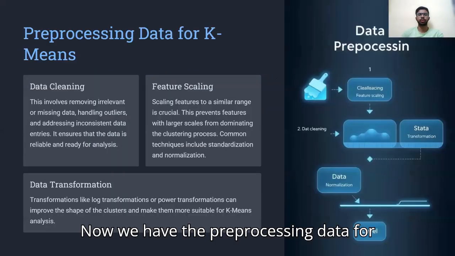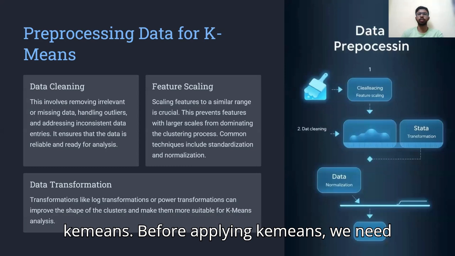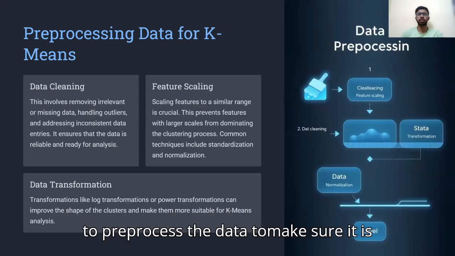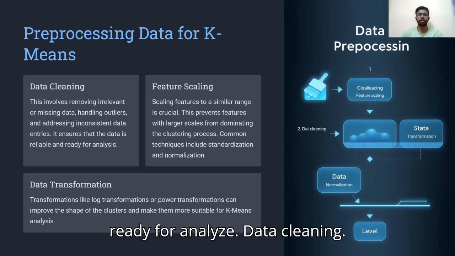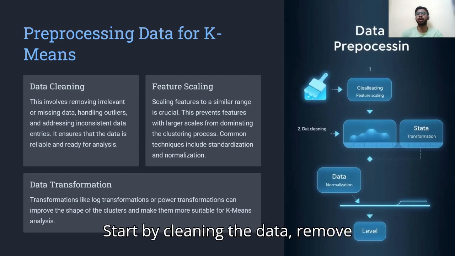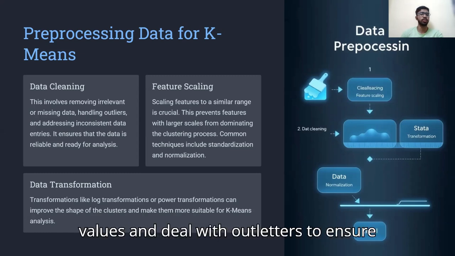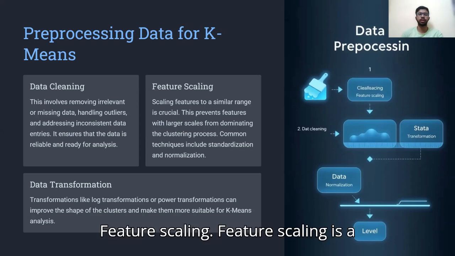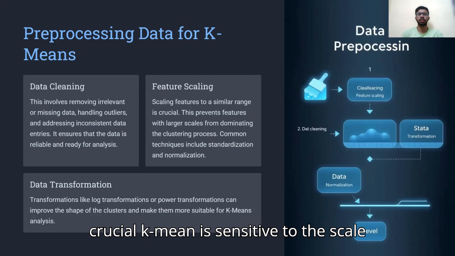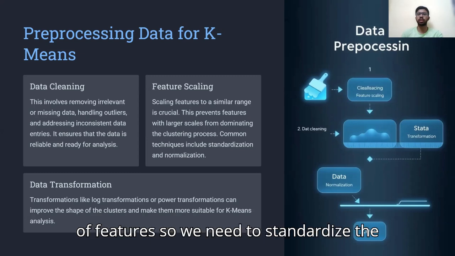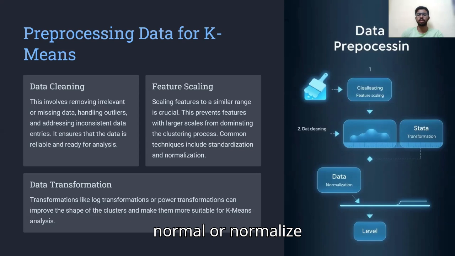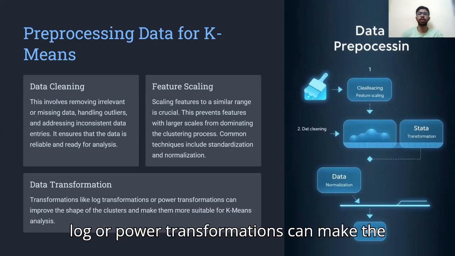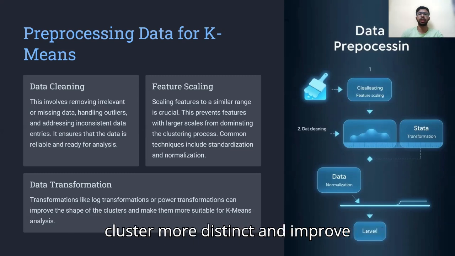Now we have preprocessing data for k-means. Before applying k-means, we need to preprocess the data to make sure it is ready for analysis. Data cleaning. Start by cleaning the data, remove irrelevant features, handle missing values, and deal with outliers to ensure the data is accurate and complete. Feature scaling. Feature scaling is crucial. K-means is sensitive to the scale of features, so we need to standardize or normalize them so that no single feature dominates the process. Data transformation. Sometimes applying transformations like log or power transformations can make the clusters more distinct and improve results.